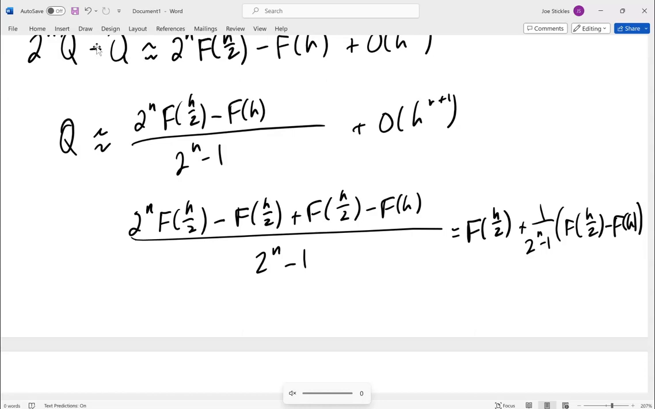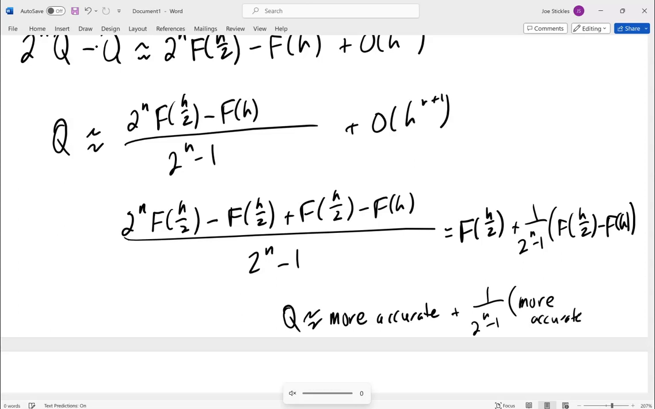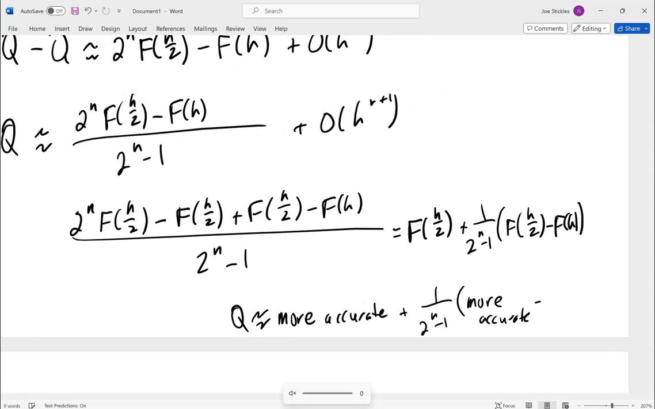In words, what have we done here? This is old estimate. This is new estimate, right? In some words, this is less accurate, more accurate, right? So your Q, the approximation here, is the more accurate, plus 1 over 2 to the n minus 1 times more accurate, minus the less accurate.